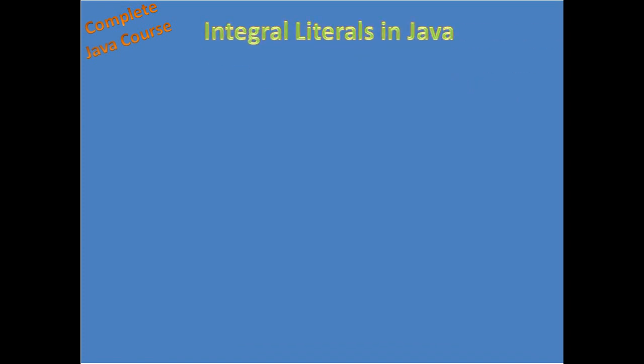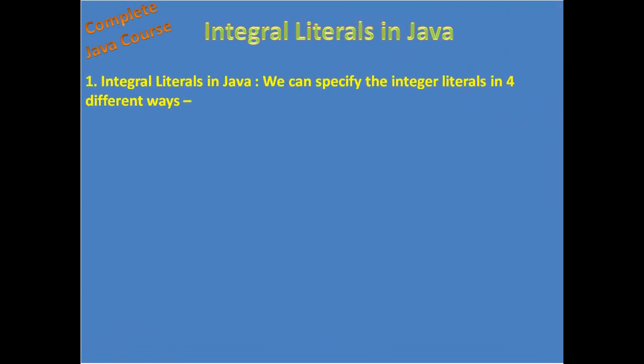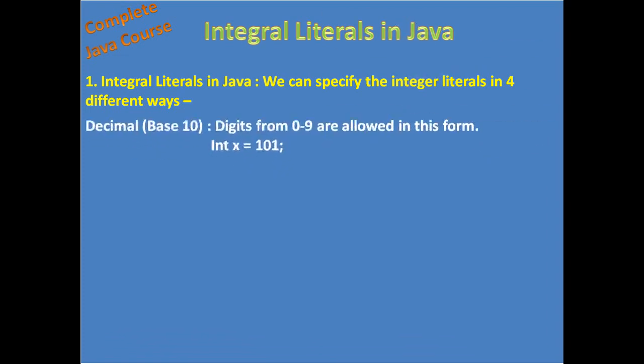Integral literals in Java. We can specify the integer literals in 4 different ways. Number 1, Decimal. It means base 10. Digits from 0 to 9 are allowed in this form, like integer 101.